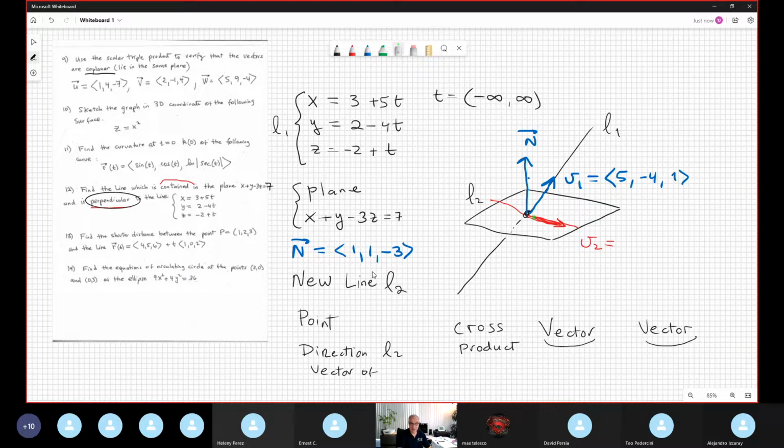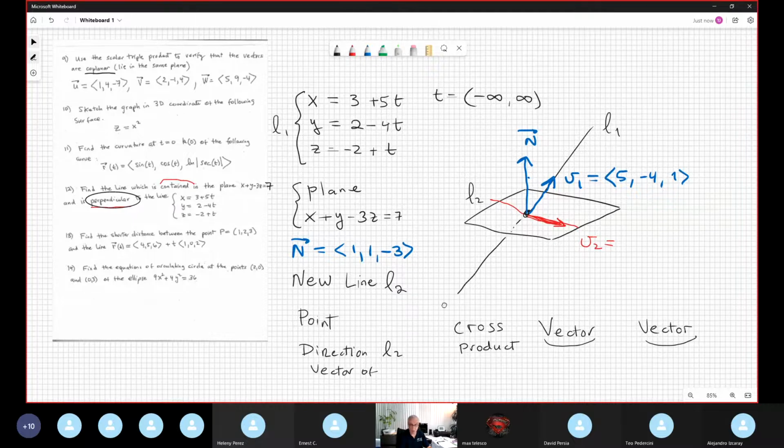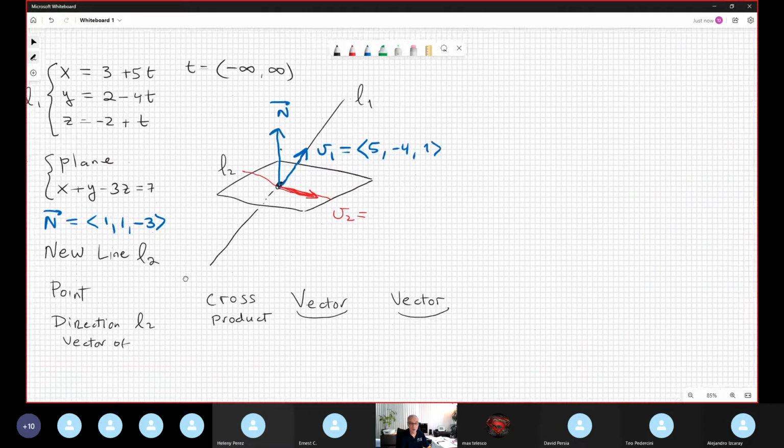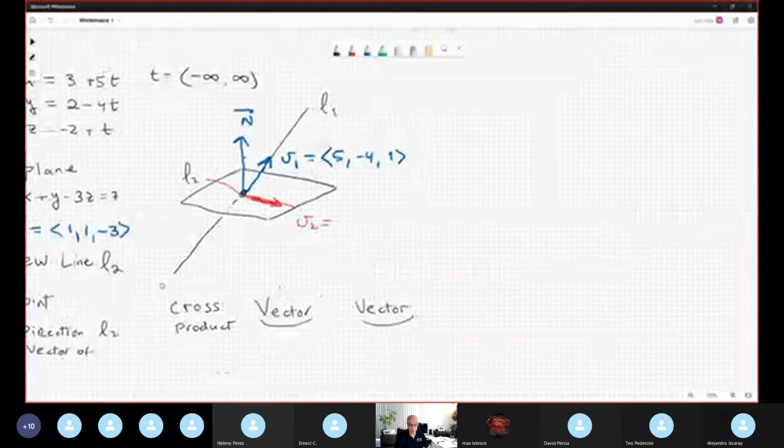Take advantage of the property of the cross product. When you perform the cross product between two vectors, we get a new vector that is perpendicular, in 3D of course, to the original vectors. Okay, but first of all, let's do the point. The point first. The point is easy.